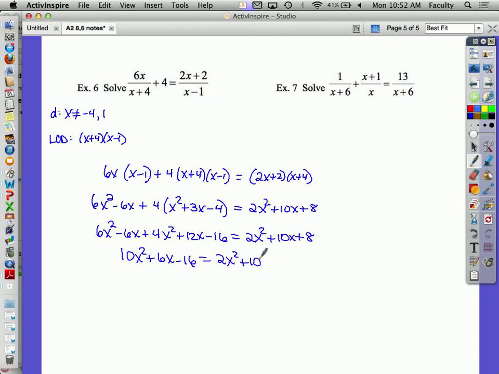Now it's quadratic, so remember we try to get everything on one side equal to 0 and we try to factor it first. If for some reason it wouldn't factor, we use the quadratic formula. Don't think, oh, you just can't do it. We have another strategy.